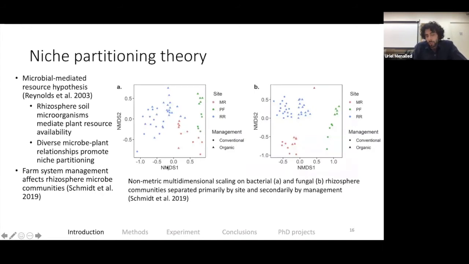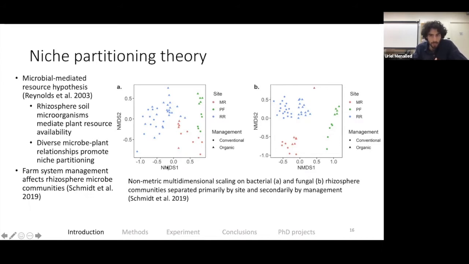Another interpretation or extension of niche partitioning theory that I was very interested in was the microbial mediated resource hypothesis. And this hypothesis says that rhizosphere soil microorganisms can mediate plant resource availability. And a rhizosphere soil microorganism is a microorganism that's associated to plant roots, okay? And so the idea here is that diverse plant microbe relationships can promote niche partitioning.